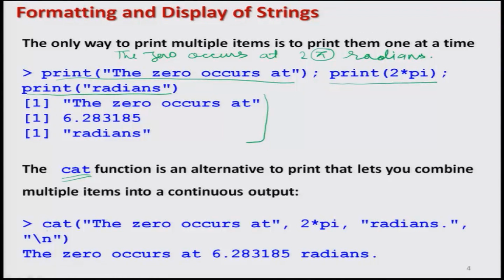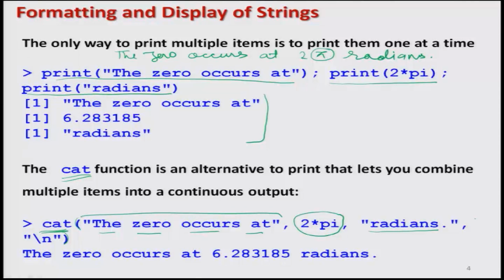Now you can see here, I am writing cat inside the arguments, inside this bracket. First of all, I am writing the first string, and this is a character, so I write it inside double quotes. "The 0 occurs at", and now this is the value which has to be computed by the R function. I will simply say here 2 times pi. Pi is the default function for getting the value of pi in R. And then inside double quotes, I write down radians. That means this is a character, this is a string.